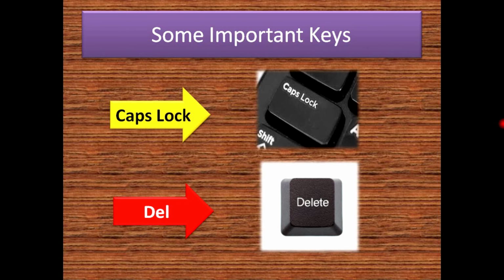Then del. Del is used to delete anything from your screen, but at once. By selecting the text, by selecting the paragraph, you just press the delete button and your text or paragraph will be removed from your page.